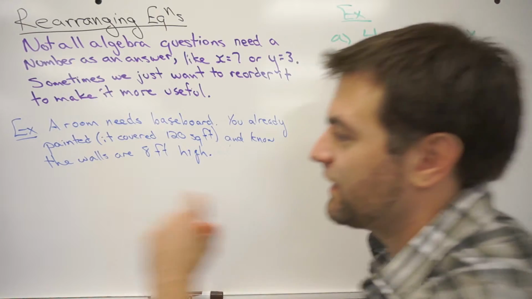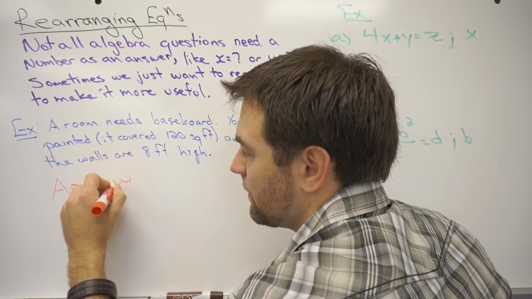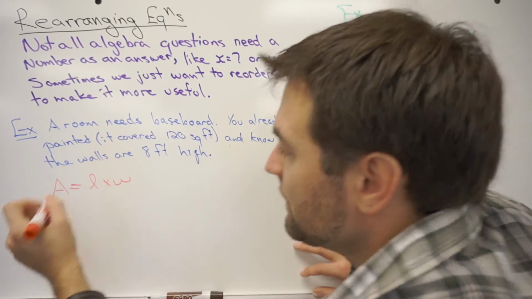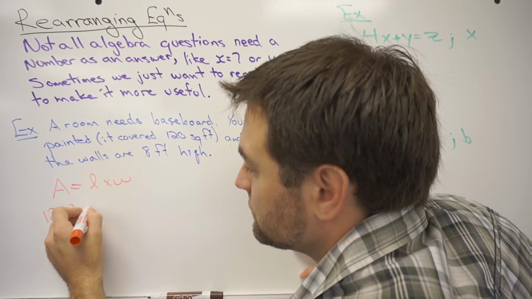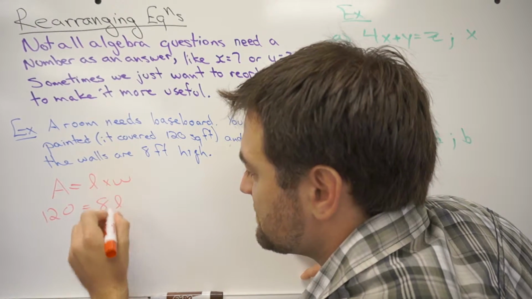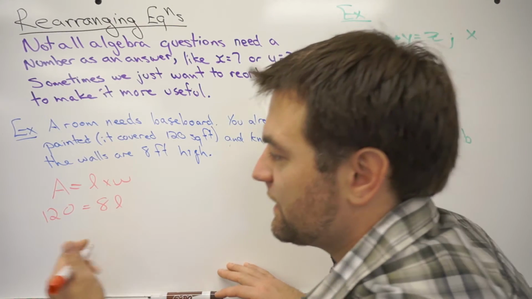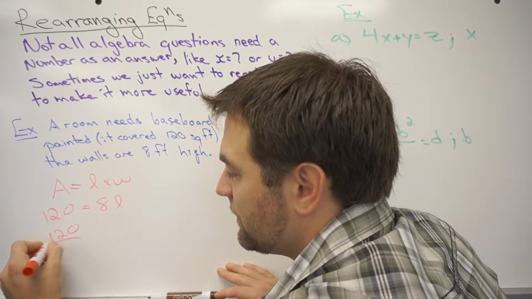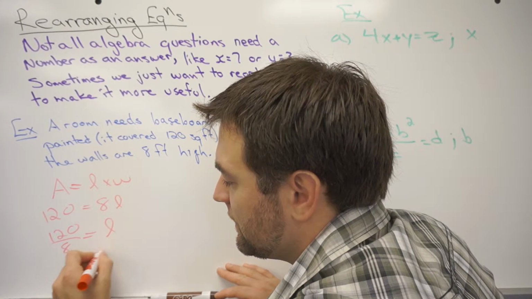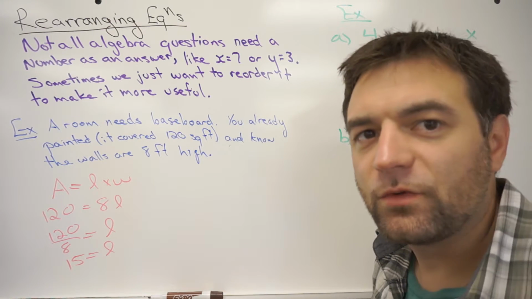The area of a rectangle is length times width. So area equals length times width, and we know that the area is 120. The length we don't know, but we know the width is 8, so it's 8 times the length. And then, like our basic algebra equations, we could rearrange that and do 120 divided by 8 equals L, or 15 equals L. So we know now the length is 15.